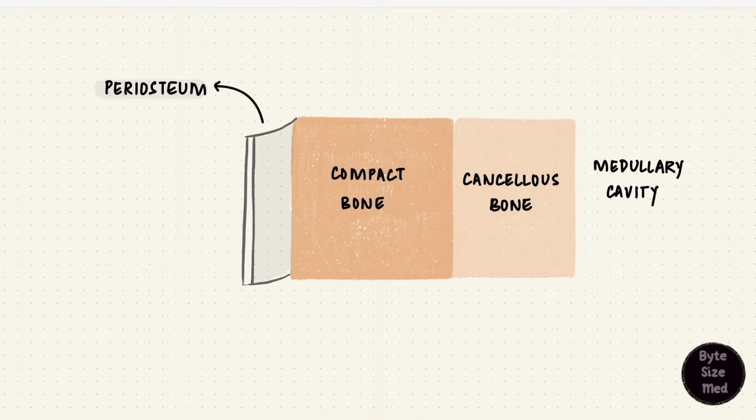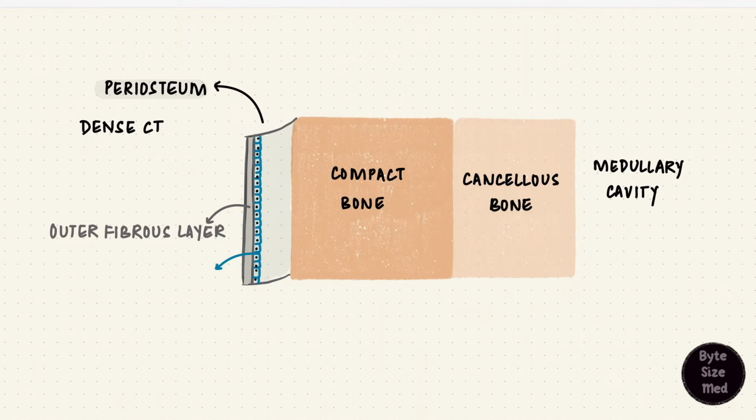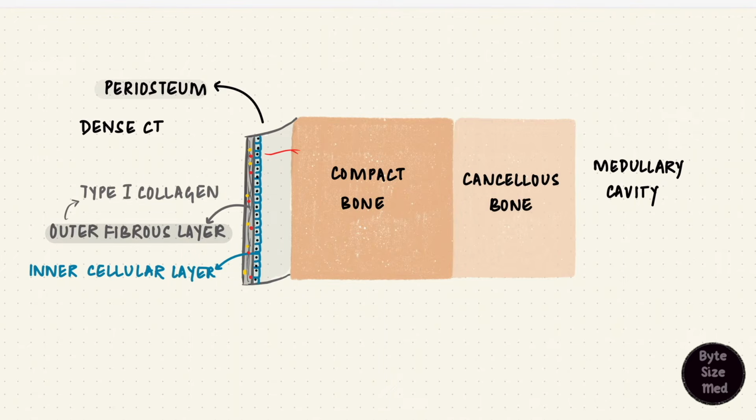So the periosteum is a layer of dense connective tissue on the outer surface of bone, and it has two layers. It's got an outer fibrous layer and an inner cellular layer. The outer fibrous layer has type 1 collagen fibers, synthesized by fibroblasts. It's also got nerves and blood vessels, which can provide nourishment to the outer surface of bone.